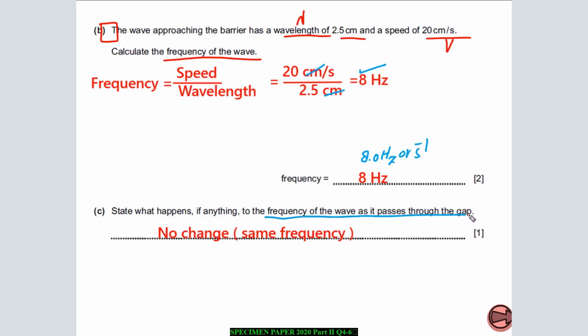We have already discussed that frequency depends on the source, and frequency is equal to v over lambda. As the source is not changing, it means the frequency is not changing. So this is our answer, no change.